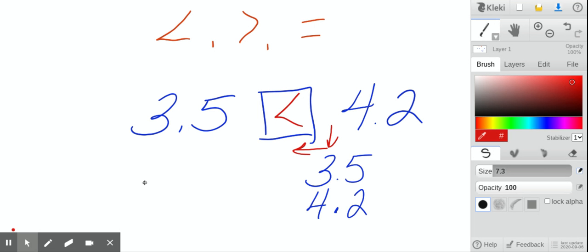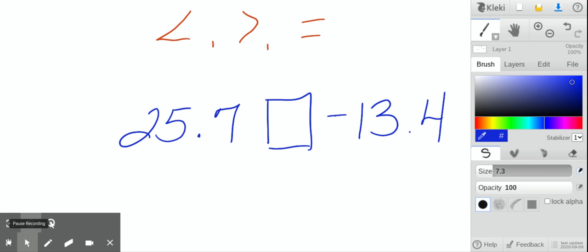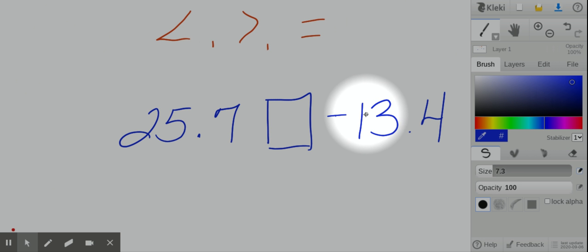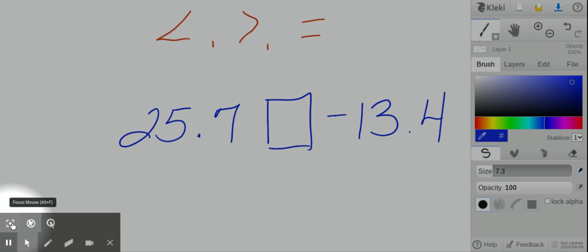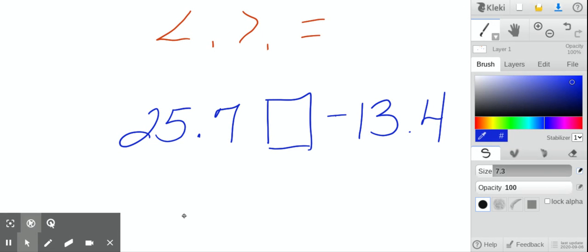Now, let's say we had a different decimal. Say we were comparing 25.7 to negative 13.4. Just as we said before, all negative numbers are going to be smaller than positive numbers. That is still true for decimals. So I know that negative 13.4 is going to be less than 25.7, or 25.7 is going to be greater than negative 13.4. So when one is positive and one is negative, it's pretty simple.